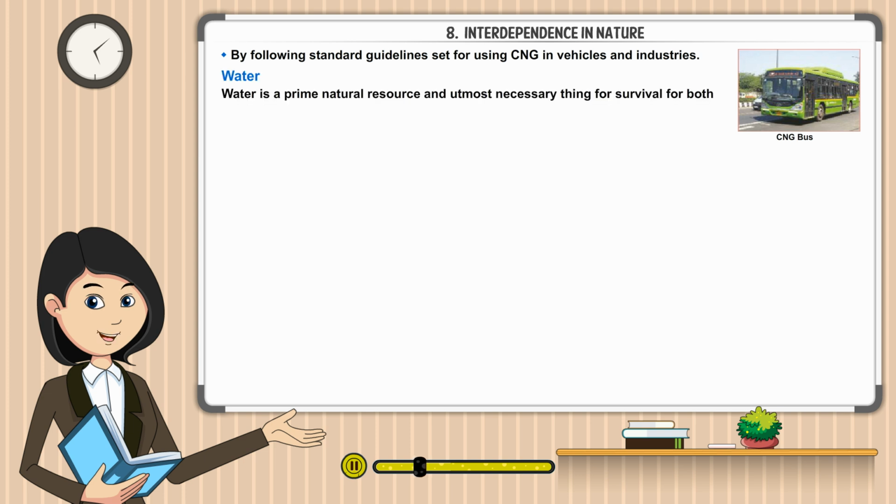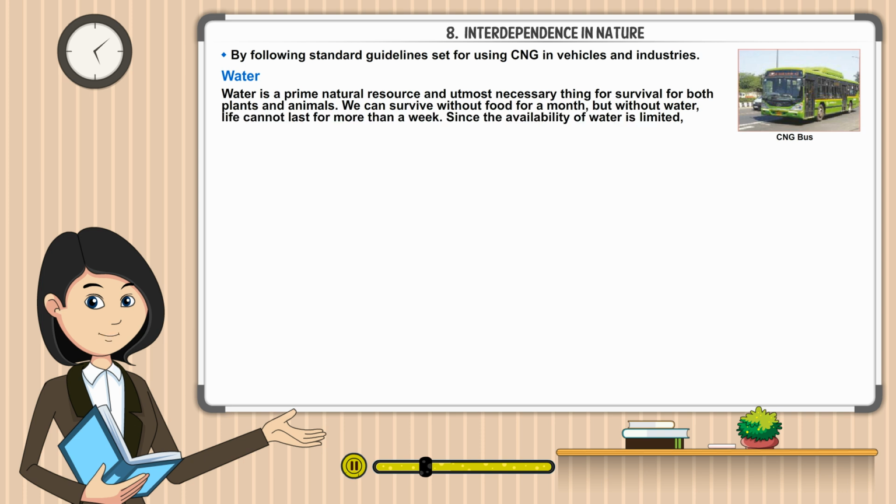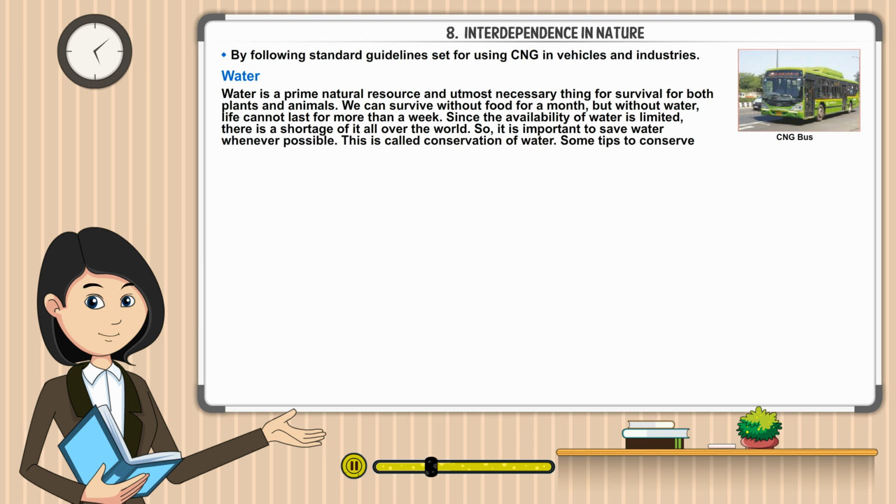Water. Water is a prime natural resource and utmost necessary thing for survival for both plants and animals. We can survive without food for a month, but without water, life cannot last for more than a week. Since the availability of water is limited, there is a shortage of it all over the world. So, it is important to save water whenever possible. This is called conservation of water.